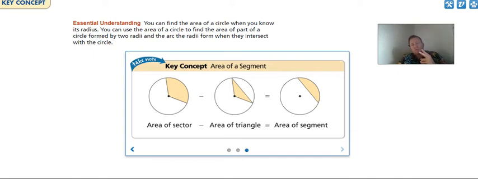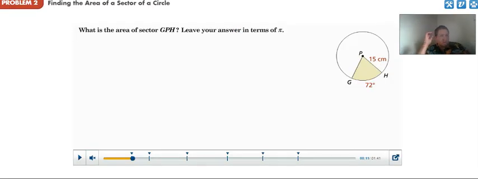Okay, so we got two problems. Let's do them really quick and be out of here. Alright, so next problem says, what is the area of sector GPH? And leave your answer in terms of pi. So again, when we were talking about sectors right here, the way we label it is we put the middle point in the middle and the two endpoints on the side, so we label it GPH. So we're trying to find the area of this shaded region right here.